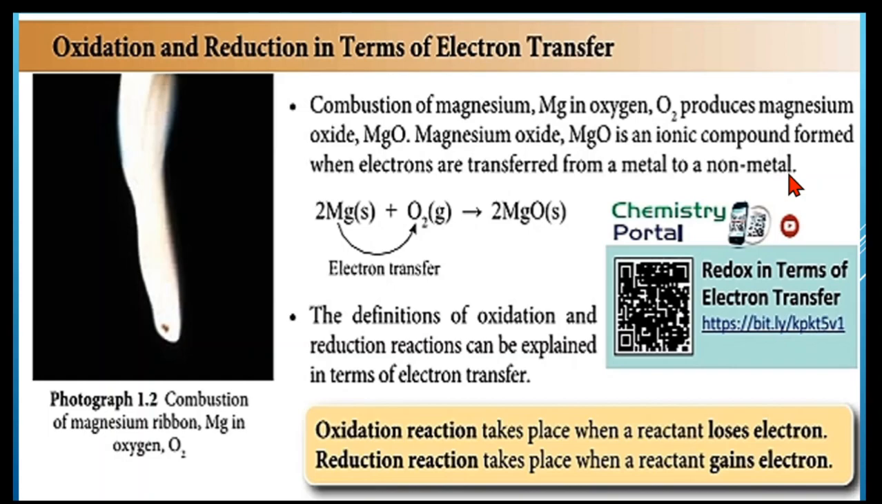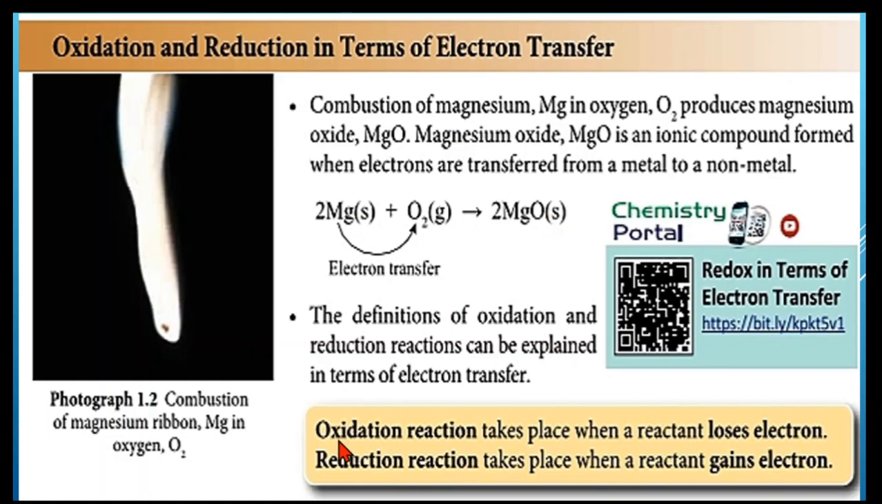Masih ingat kan macam mana transfer of electron dan juga formation of ionic compound? It is the transfer of electron from metal to non-metal. Masih ingat kan mana metal, mana non-metal? For example, metal itu group 1, non-metal itu group 17. For example. So here, this one is magnesium, add with oxygen, become magnesium oxide.